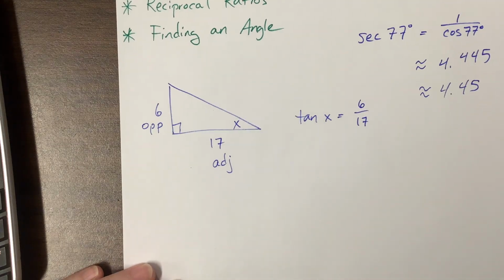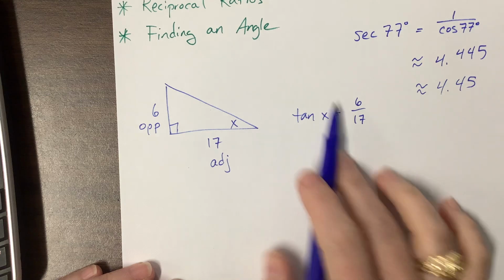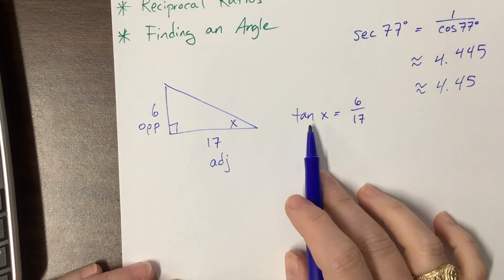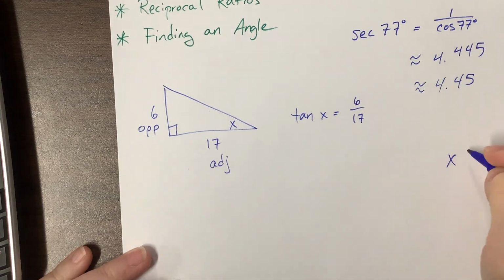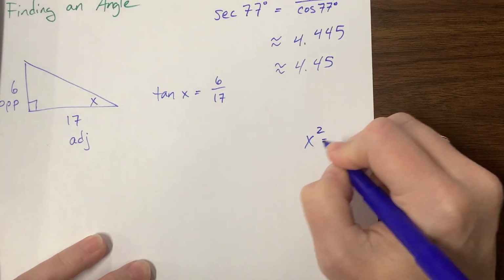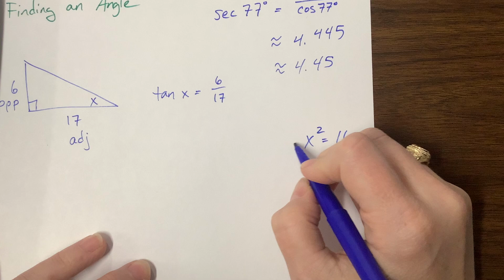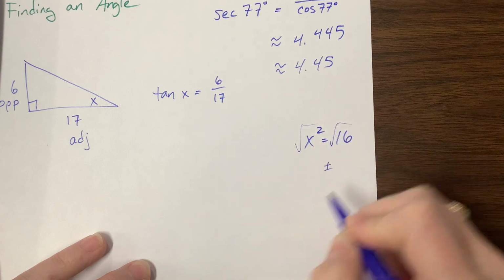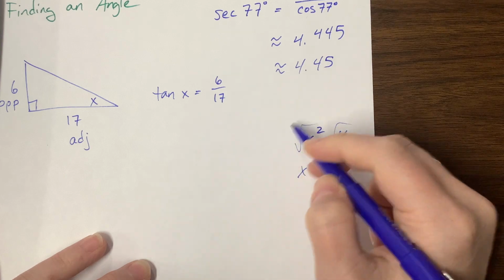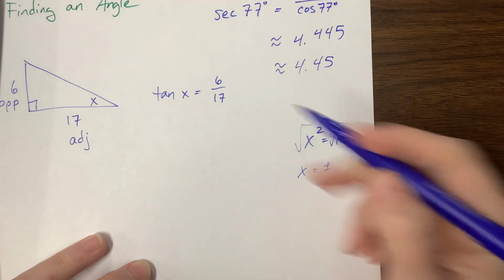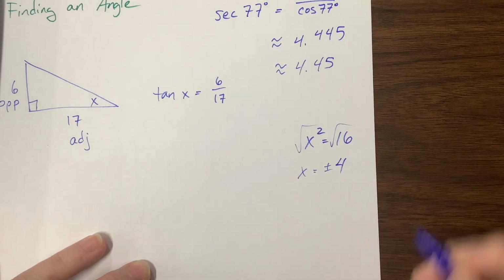And so now when I use my calculator, what I'm doing is I'm undoing this tangent operation, just like if I had x squared is equal to 16, I'm undoing the square by taking the square root. And so this is where we would say square root, plus minus. So I did the inverse operation. I undid that, which would then give me plus or minus 4.